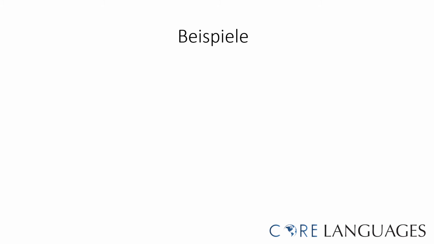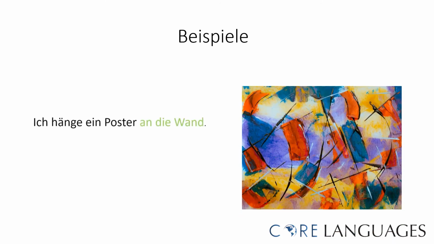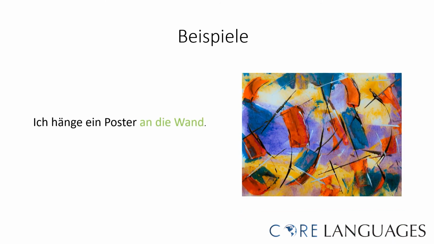Here are some examples or Beispiele. Look at the preposition and see if you can identify the case that is used with the preposition. Ich hänge ein Poster an die Wand. I hang a poster to the wall. The preposition is an, and die Wand, the wall, is in the accusative case. I could ask, where do you hang the poster to?